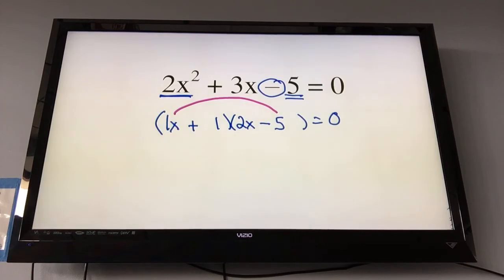Outer times outer is negative 5. Inner times inner is positive 2. When I add these together, I get negative 3. So you just switch your signs, since they flip when you do it. So we're gonna make that one the minus and this one the plus. Minus 9. Yep, since they flip when you do the equation.